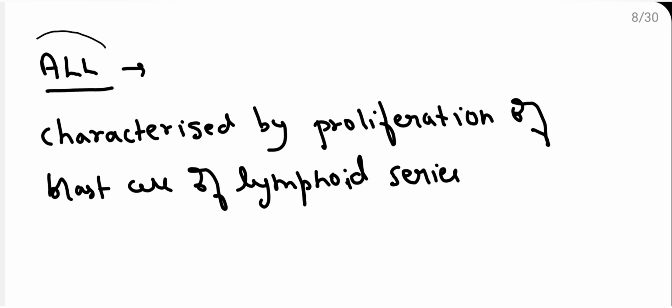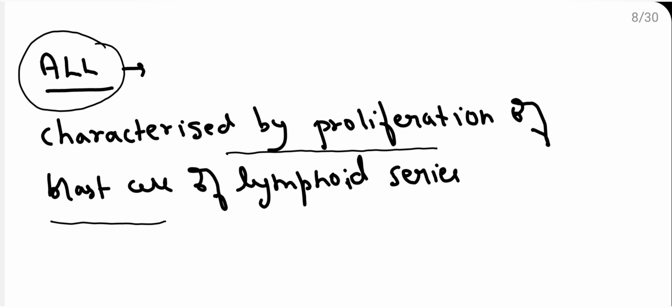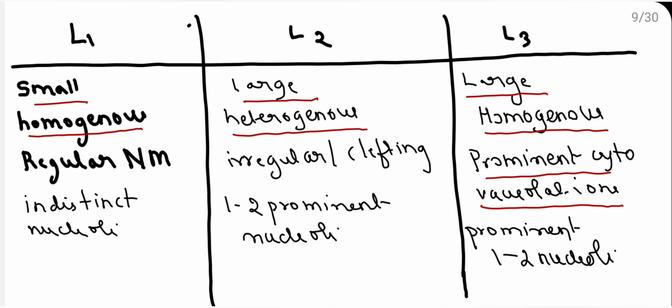Now coming to acute lymphoid leukemia, ALL. It is characterized by proliferation of blast cells because it is acute, and it is ALL. So you will see immature lymphoid series of cells, that is lymphoblast. In ALL you have L1, L2 and L3. How to differentiate these? In ALL L1, the lymphoblasts are very small and homogeneous. Homogeneous means they are of the same size, and they have a regular nuclear membrane and indistinct nucleoli.